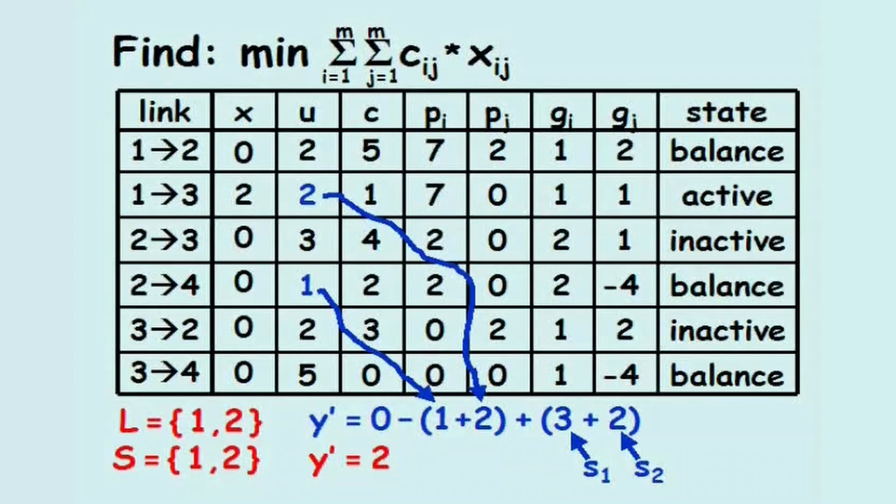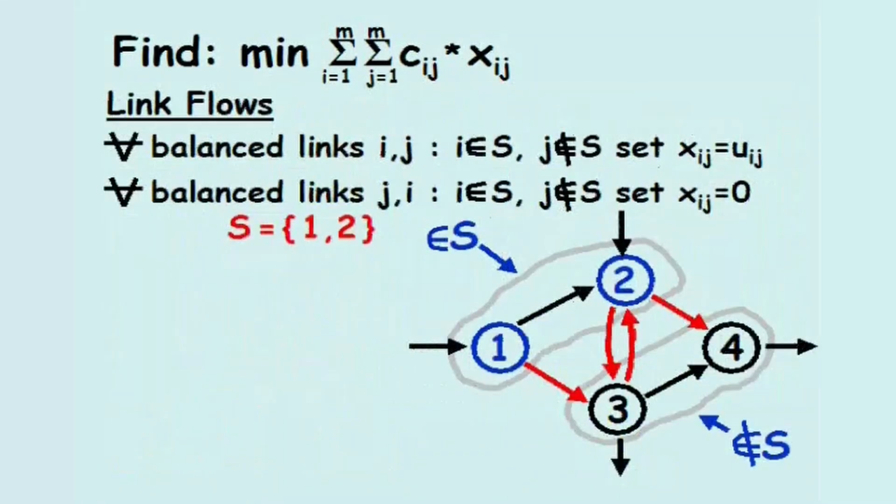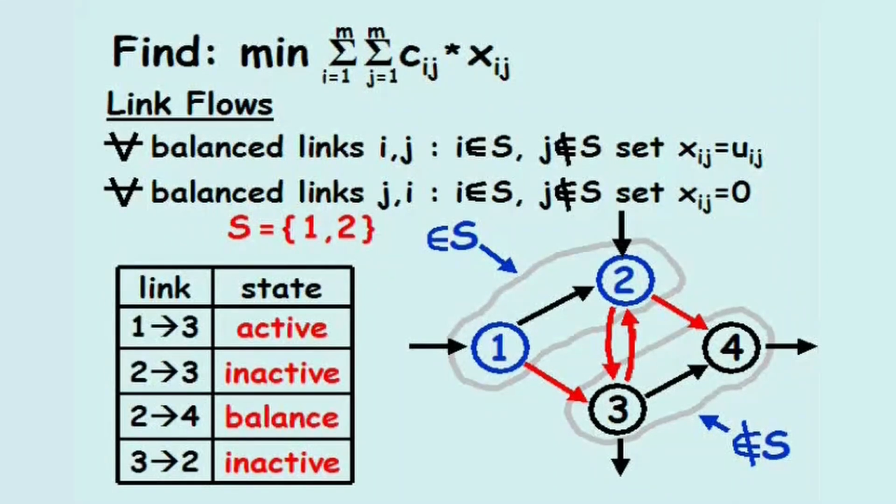Y prime equals +2. Since this value is positive, we'll move on to step 4 and update the link flows if necessary. We check the same 4 links to see if any are in balance, and link 2, 4 is now in balance. Therefore, the flow in link 2, 4 is set to its upper bound of 1.